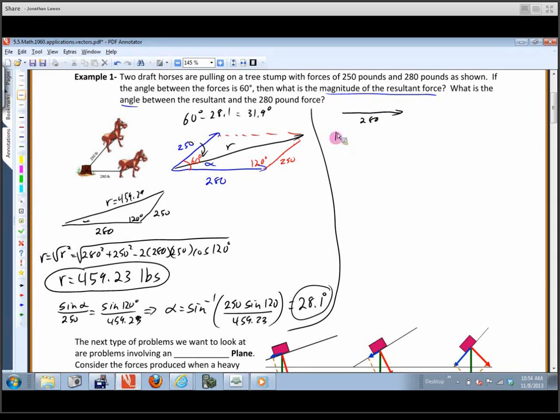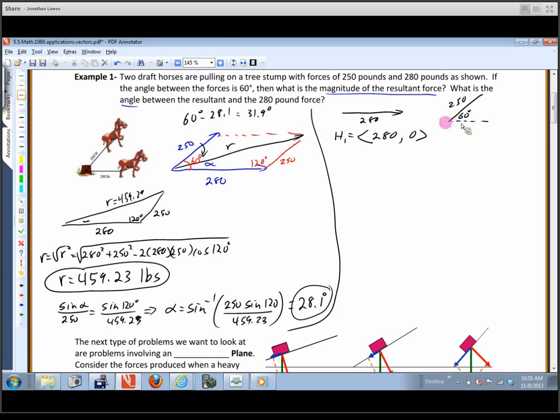So we could call this horse 1, and we could say horse 1 is putting all of its effort in the positive x direction, if you wanted to call it that. That's horse 1. And then let's take a look at horse 2. Horse 2 is doing this, okay? From that standard position, from this horizontal, or from the other horse as our reference point, this is 60 degrees. And he's pulling at 250 pounds.